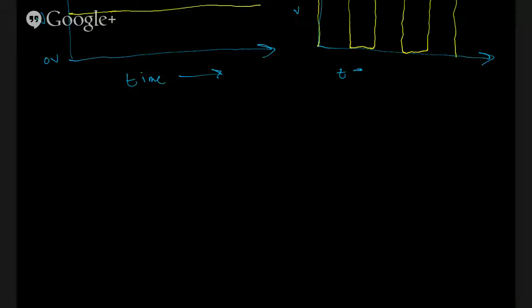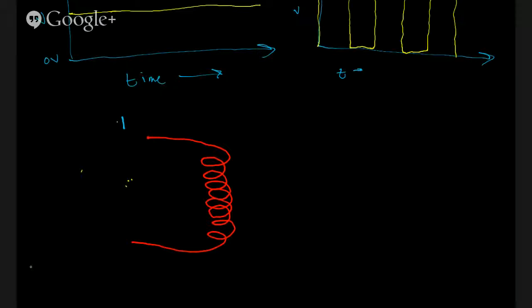We remember that if you take a... Oops, where's my cursor? Why aren't you working? There we go. If we take a wire and create a coil and put a current through it, that will end up with a magnetic field.